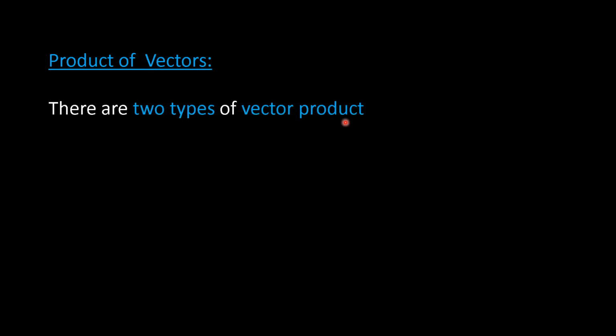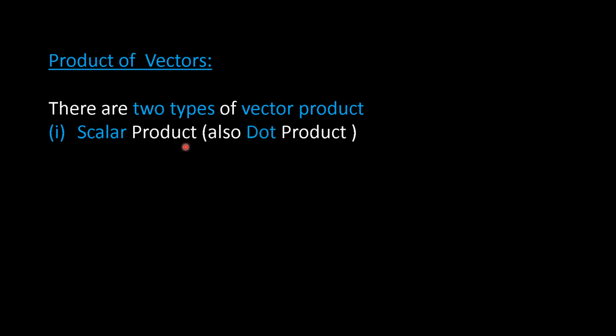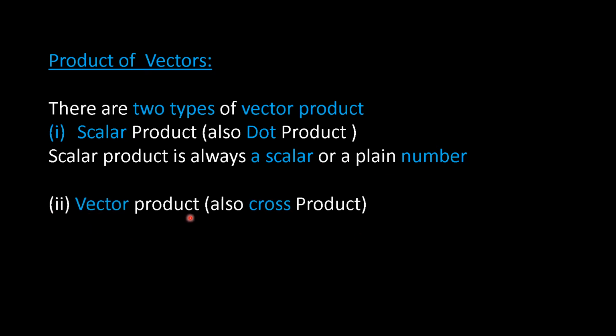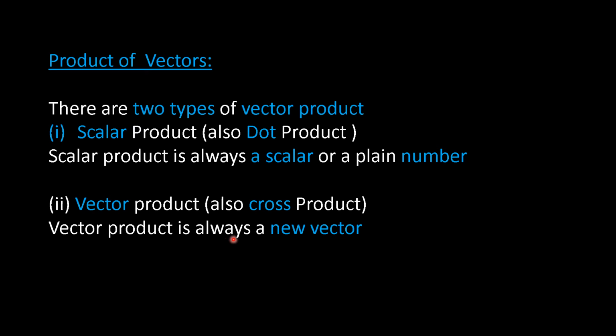We will discuss product of vectors. There are two types of vector product. Number one, scalar product, which is also called dot product. Scalar product is always a scalar or a plain number. Number two, vector product, which is also called cross product. Vector product is always a new vector.